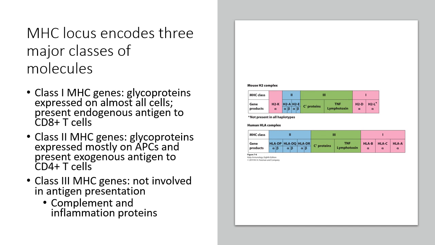There is a third class of MHC genes. They are not involved in antigen presentation, so we do not care about them. In fact, this is where your complement proteins come from. They are actually class 3 MHC. Neat, huh? There's also another one, TNF, tumor necrosis factor, and lymphotoxin are also encoded in the MHC3 cluster.